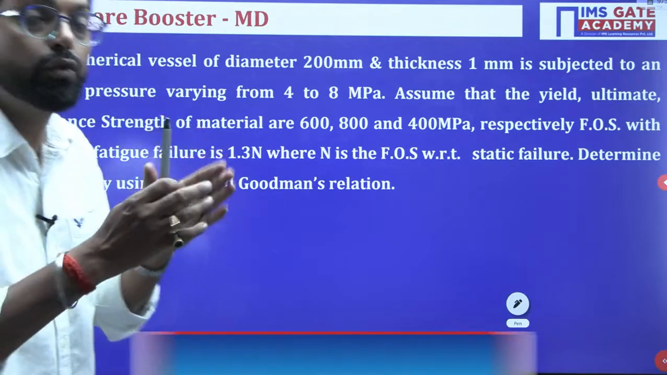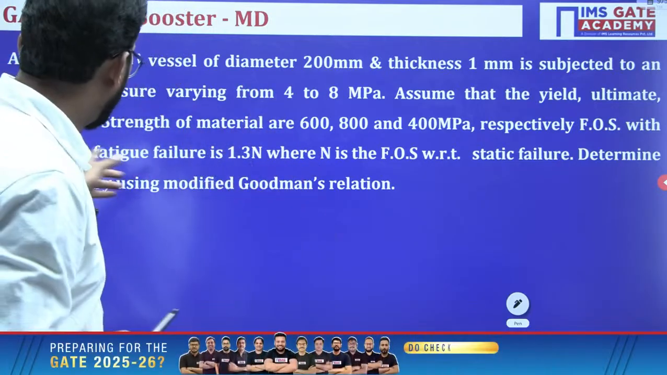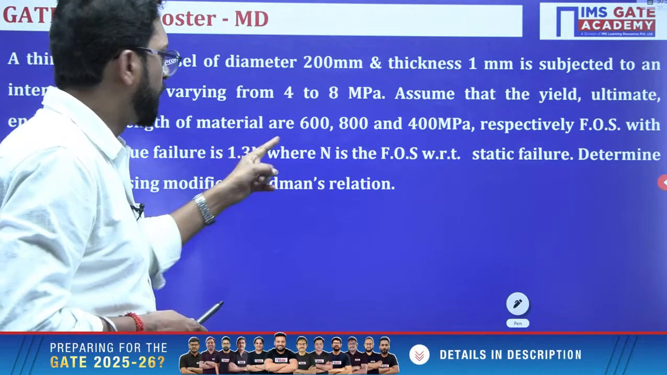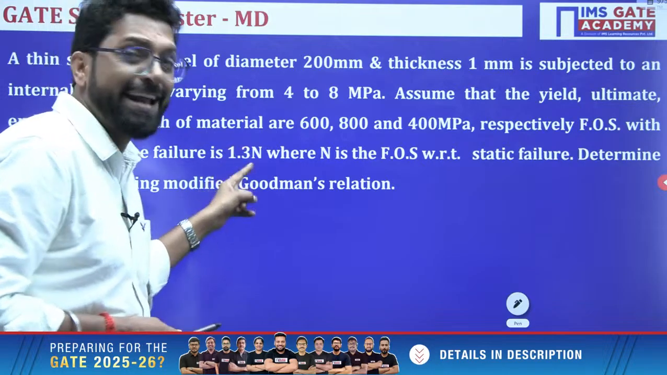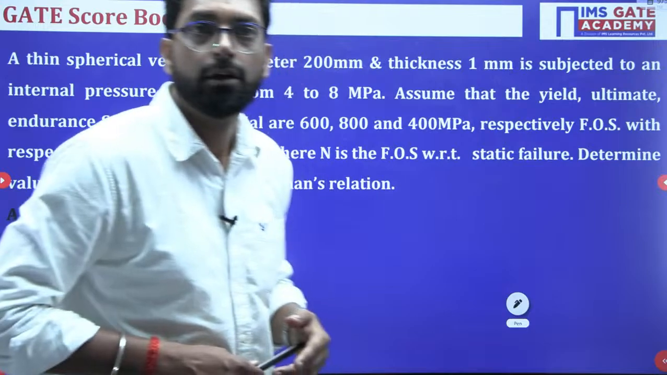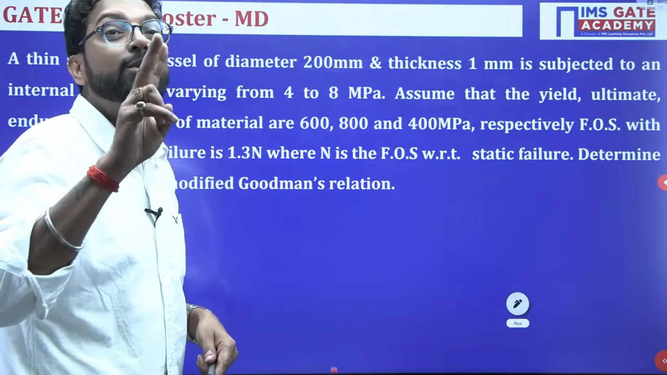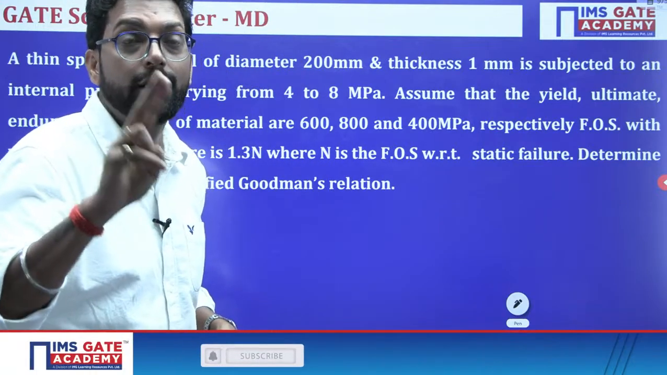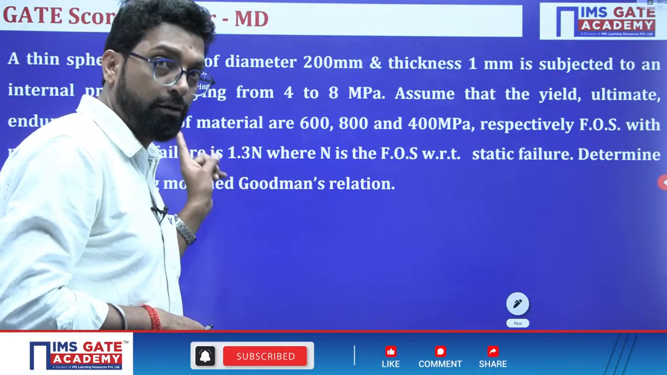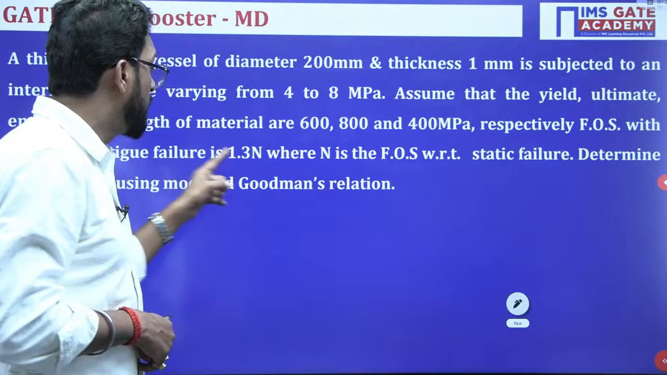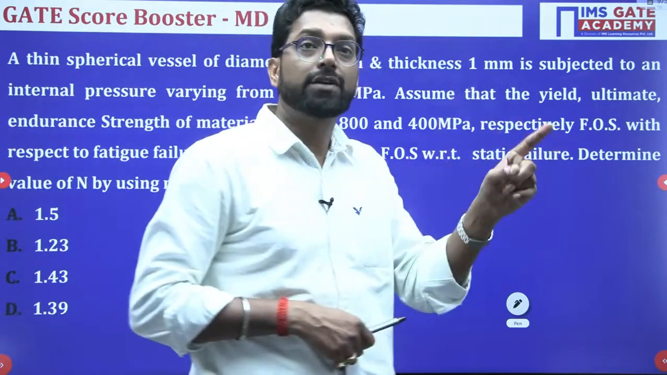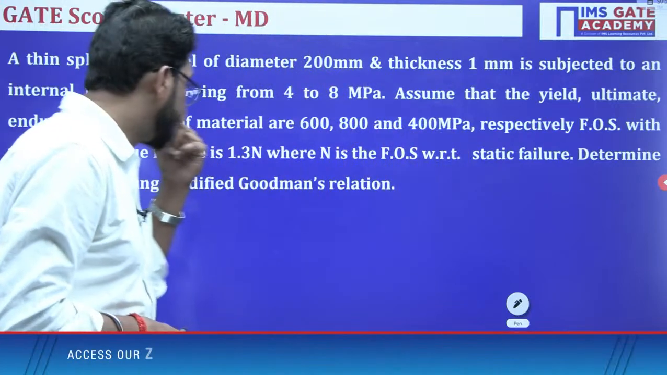That means we are doing two tests. One is the fatigue failure test, in which the factor of safety is 1.3 N. What is N? N is the factor of safety with respect to static failure. So there are two types of failure theory: 1.3 N is the factor of safety due to the fatigue failure theory, and N is the factor of safety due to the static failure theory.